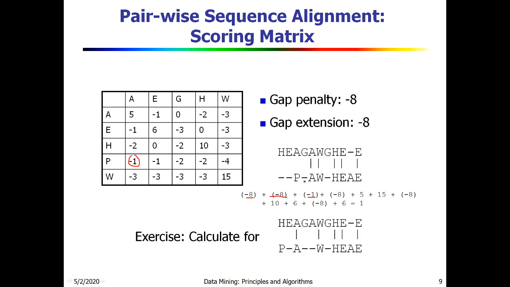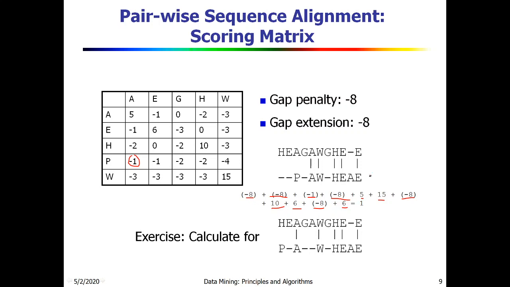Similarly, we have a gap over here, so we write -8. Then A, A is 5, so we write 5. Then W, W is 15, so we write 15. Again we have a gap, so write -8, and so on. We do the same thing. H comma H is 10. Then E comma E is 6. Then again you have a gap, so the gap penalty is -8. Then E comma E is 6. So finally you will get the value as 1.